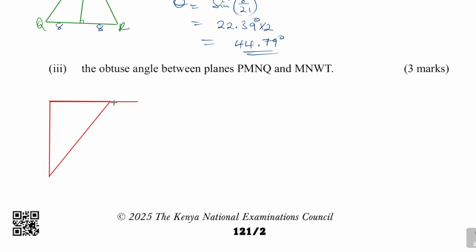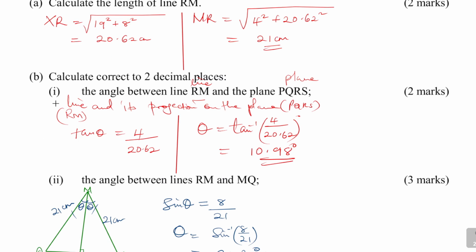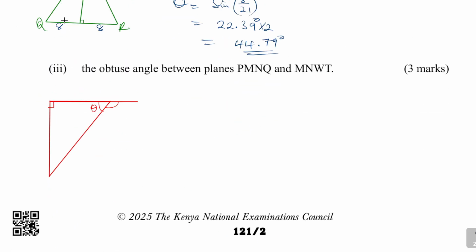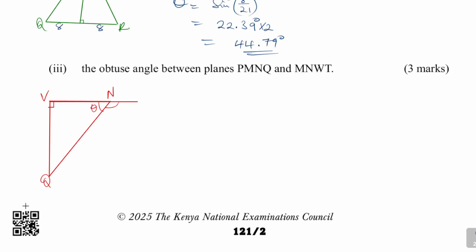So the angle that you need is this angle. You need to get this angle here, and this is 90 degrees. So from the figure we have VQN. This is V, this is Q, and then this is N, like that. So look at it again, VQN, and see it.